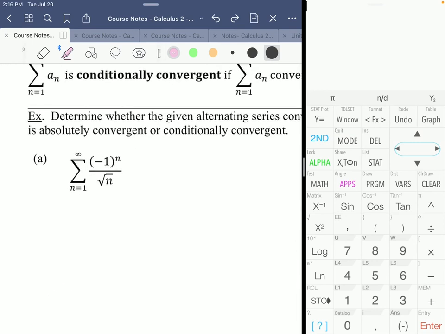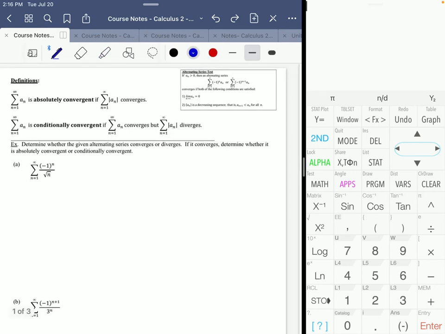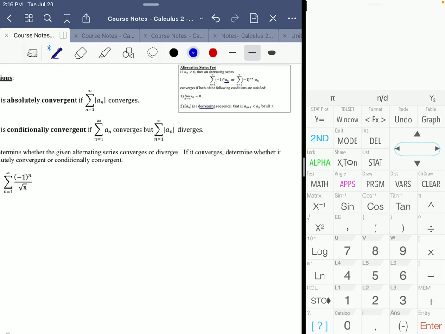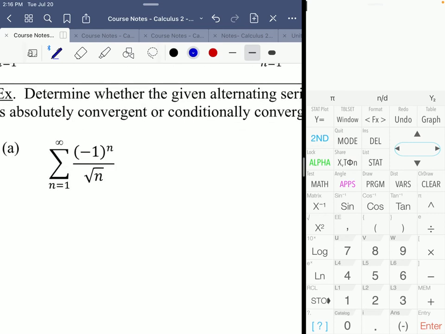First off, we need to verify that they are decreasing in nature. Just to refresh our memories, they converge if both of the conditions are satisfied: the a sub n limit has to go to 0, and it has to be a decreasing sequence. So let's focus on the decreasing nature of it first.